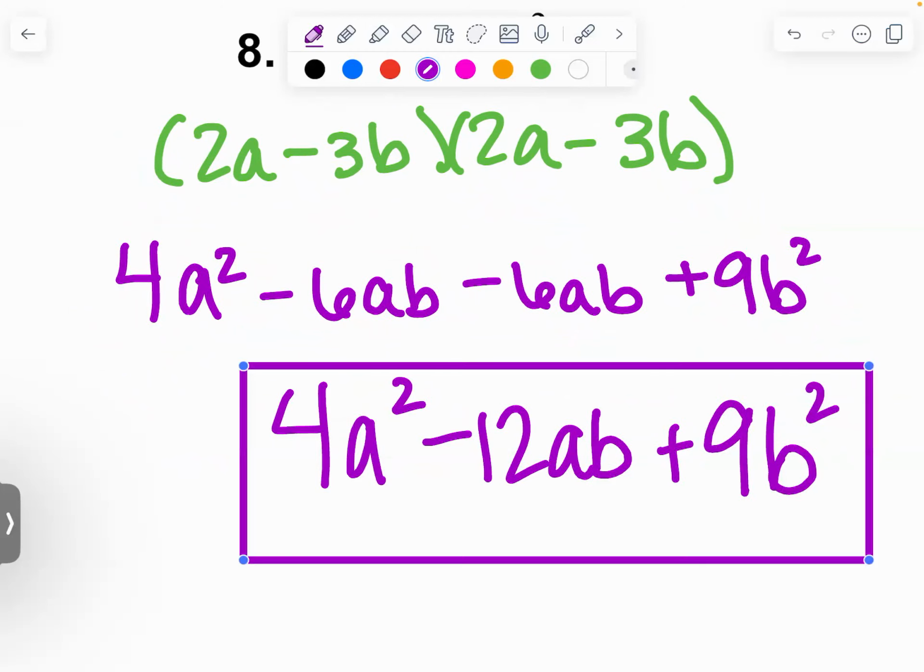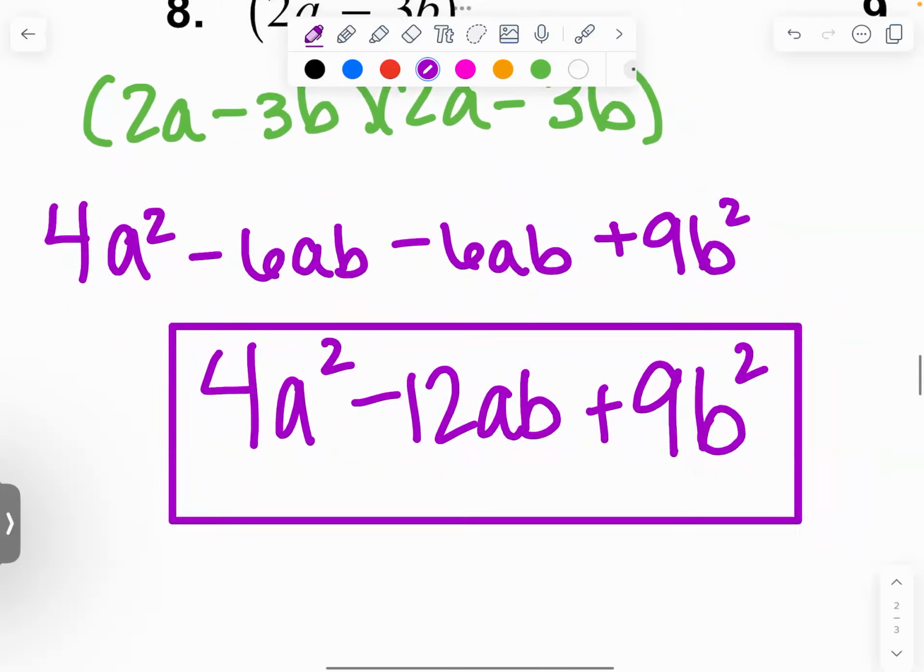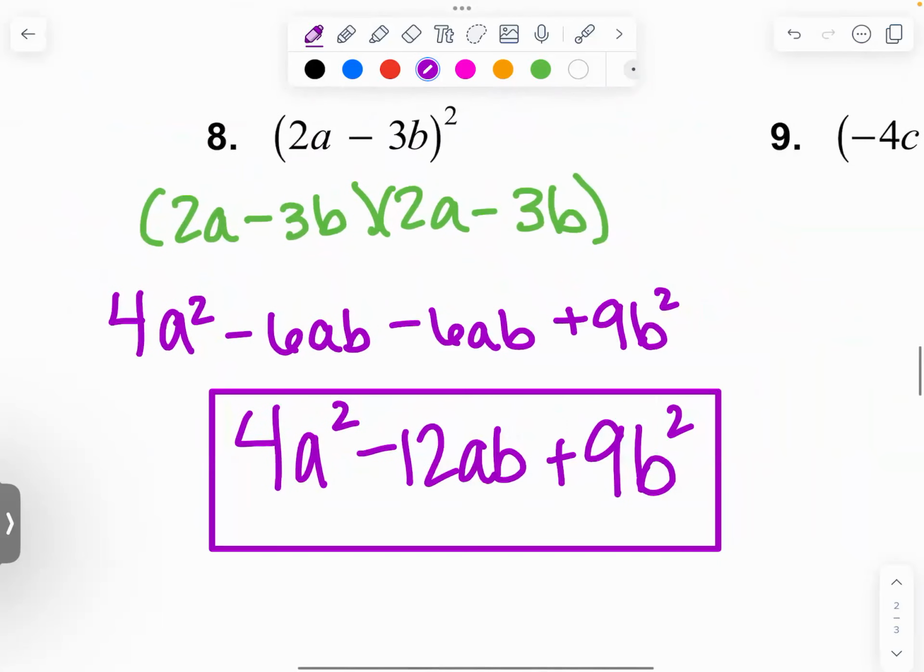What's the 9b squared doing before the negative 12ab? No, we're going to keep it like this. Okay, so here's the deal. When we have two variables, whatever variable is first, that squared one is going to be first. Whatever variable is second, that squared term is going to be last. And then the sandwich is the middle.